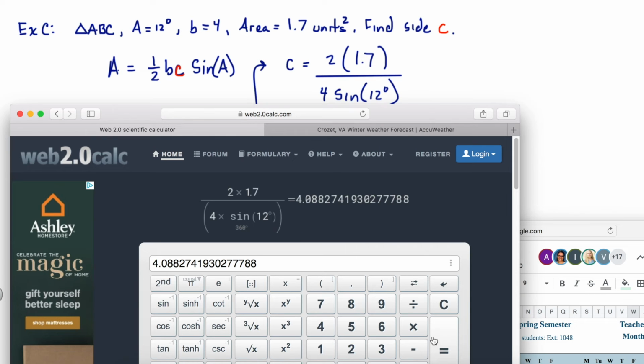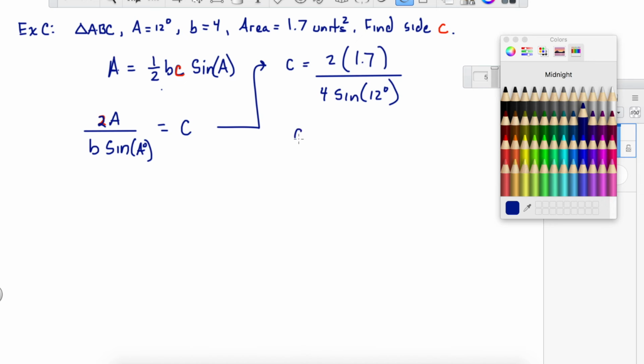Equals 4.09. 4.09 units. That's the length of C.